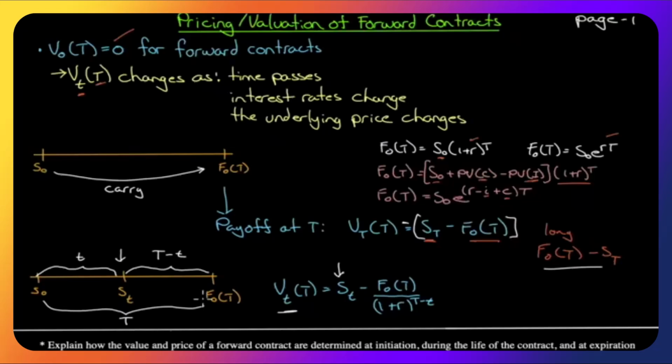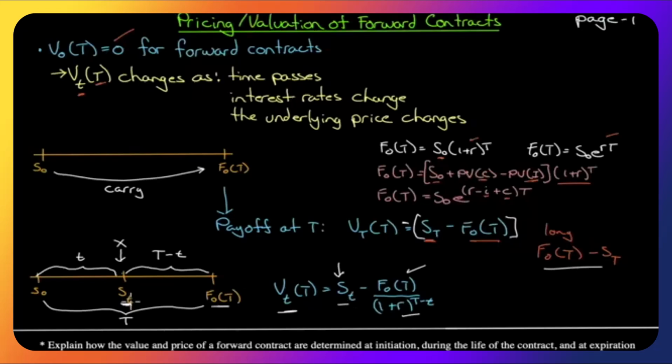So if you didn't know anything about these formulas, what would you do? We need the value here. We have one sum of money that's here, one sum of money that's over there. We would have to discount this back to this period of time and then take the difference. So it's ST minus the contract price discounted back to the period of time where ST is.